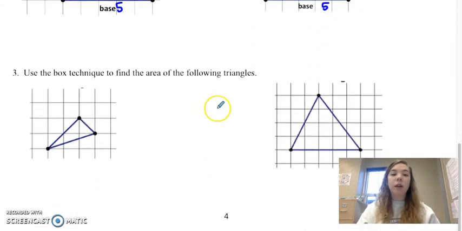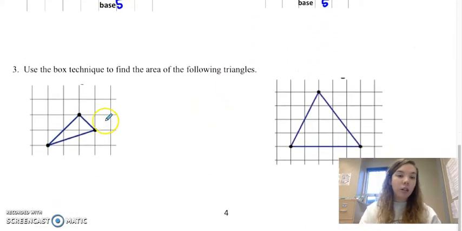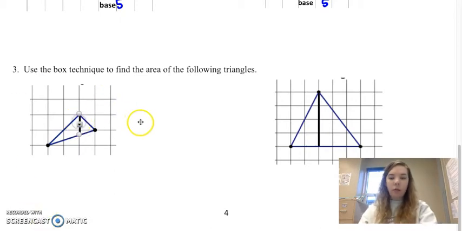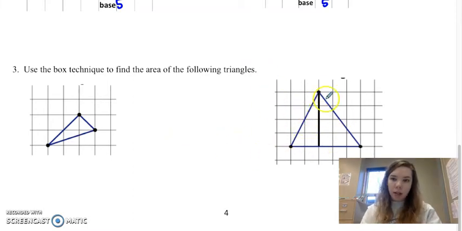Use the box technique to find the area of the following triangles. So I need to turn these into a box. It helps if you have a height in here. Actually, I'm going to skip this first one for now because it's going to be a little bit different and focus on the second one first. So I'm going to take this piece and flip it so it's up here. I'm going to take this piece and flip it so it's up here. Then I have 1, 2, 3, 4 by 1, 2, 3, 4, 5.